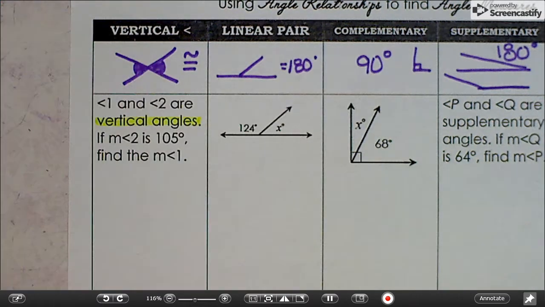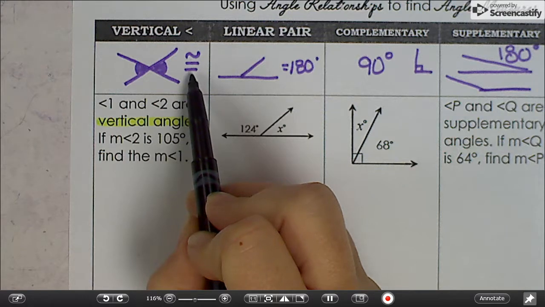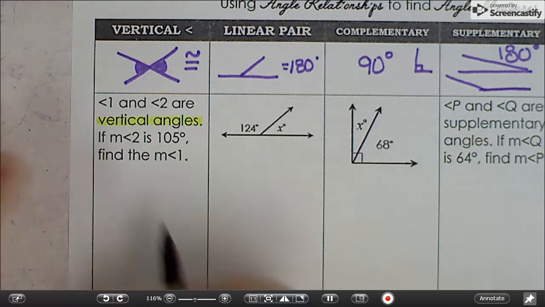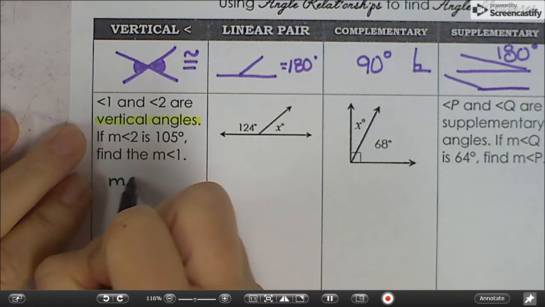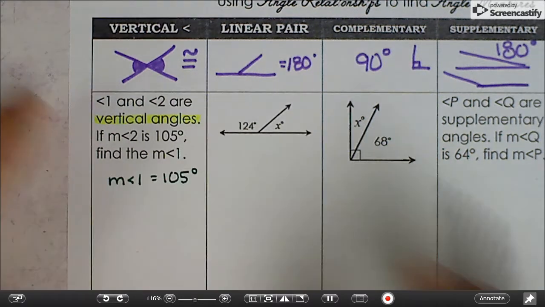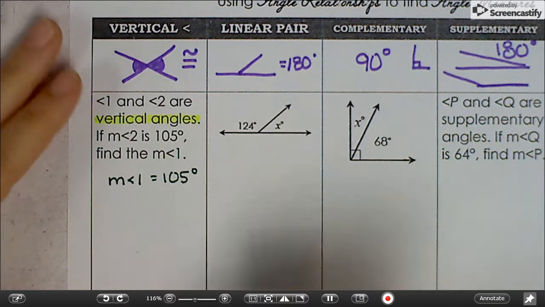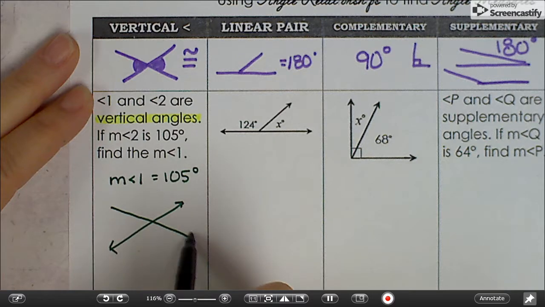So there's vertical angles. Angle 1 and angle 2 are vertical angles. Well, what do we know about vertical angles? Vertical angles are congruent. So that's going to be helpful. You could simply write, okay, well, if angle 2 is 105 degrees, then the measure of angle 1, that's what that notation says, is 105 degrees as well. And you could just be done. You don't need to do anything else. That's finished.